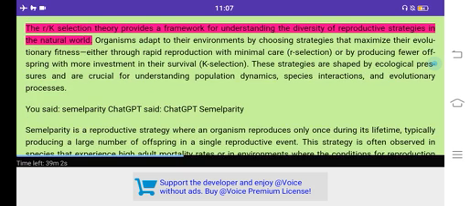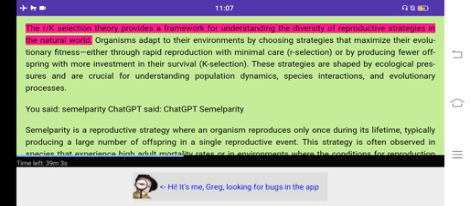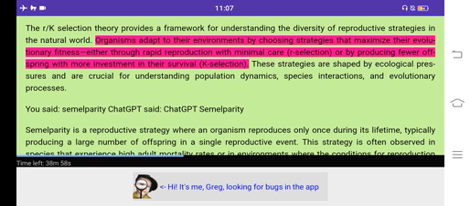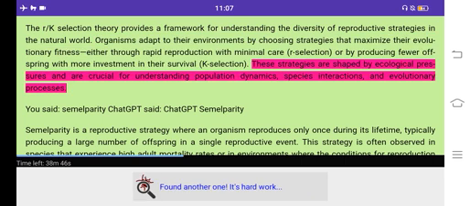Conclusion. The R-K selection theory provides a framework for understanding the diversity of reproductive strategies in the natural world. Organisms adapt to their environments by choosing strategies that maximize their evolutionary fitness, either through rapid reproduction with minimal care, R-selection, or by producing fewer offspring with more investment in their survival, K-selection. These strategies are shaped by ecological pressures and are crucial for understanding population dynamics, species interactions, and evolutionary processes.